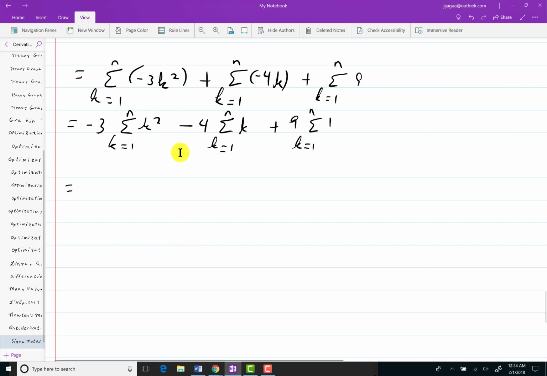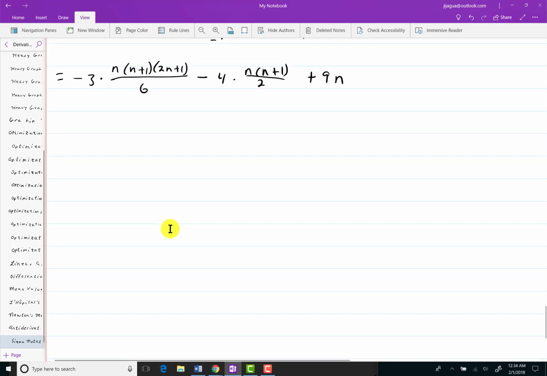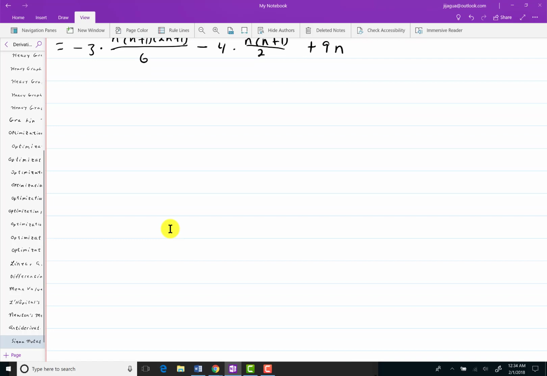Okay, the k squared formula, we have negative 3 times, I'll end up with n times n plus 1 times 2n plus 1 over 6 minus 4 times n plus 1 over 2 plus 9n. And then finally, I wanted to do some examples of the types of things you'll face in the next section. And that will be limits of this form.